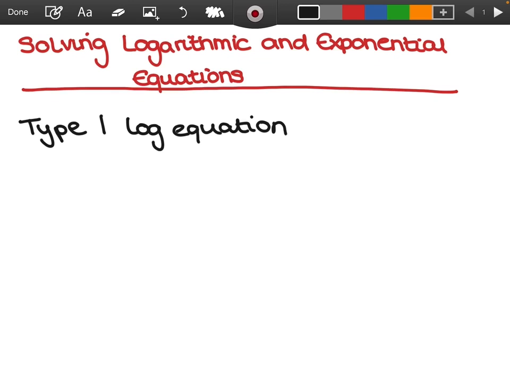You just have to be aware that in order to solve these, all the logarithms have to have the same base. So a type 1 log equation is just an equation that involves all logarithmic terms.